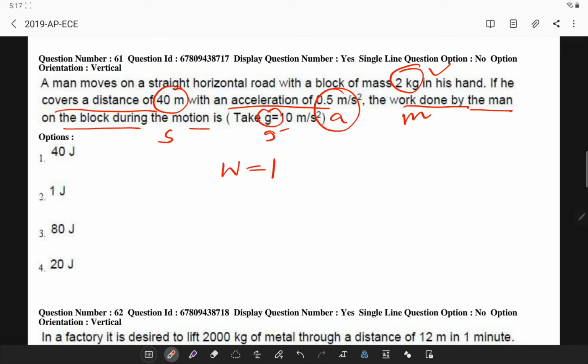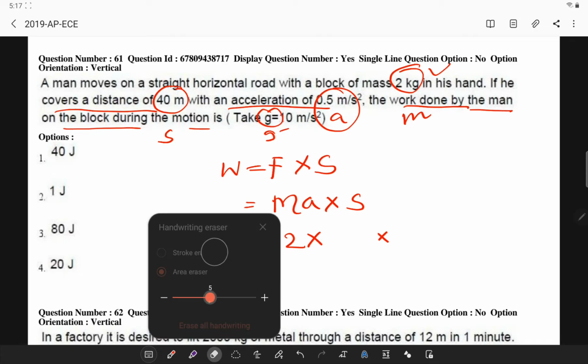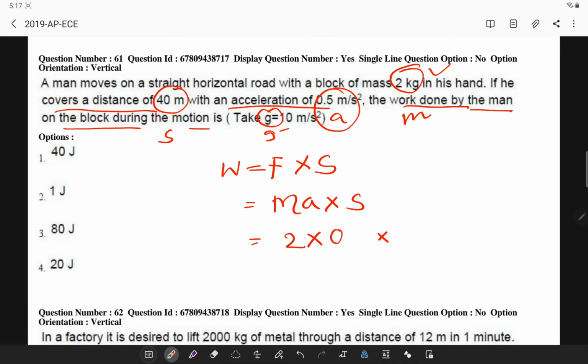So the work done is simply force into distance, and force can be written as mass into acceleration. So here mass is 2, and the acceleration given in the question is 0.5, and the distance is 40 meters. So simply it is 40 joules.